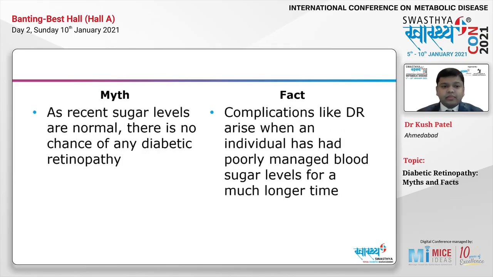The second most common myth is that as my recent sugar levels are normal, there is no chance of any diabetic retinopathy. But the fact is, complications like diabetic retinopathy arise when an individual has poorly managed blood sugar levels for a much longer time, not for recent sugar levels. As diabetes is a chronic disease, diabetic retinopathy is also a chronic illness. So the recent sugar levels play a minor role as compared to longer durations of diabetes.